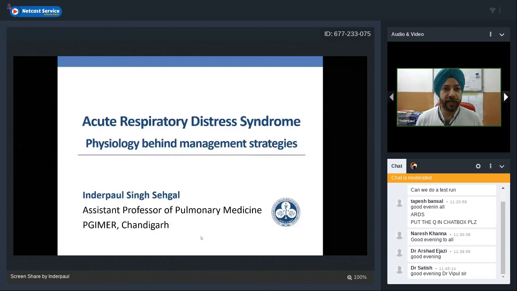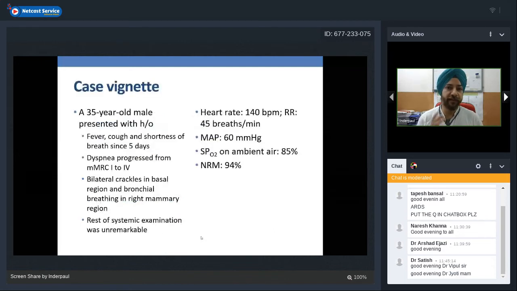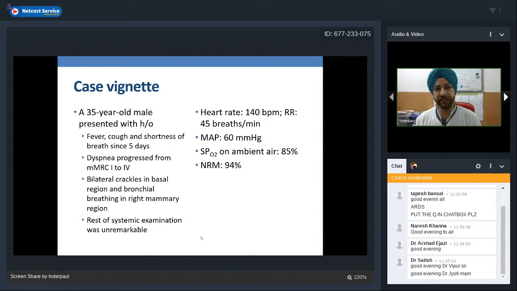I would start with a case vignette, and this is the format that I am going to have in this interaction. I will move as if a case has come to me and how we proceed, and what all things we do for management of ARDS, especially the mechanical ventilation part. Then I'll try to explain the rationale behind what we really do.